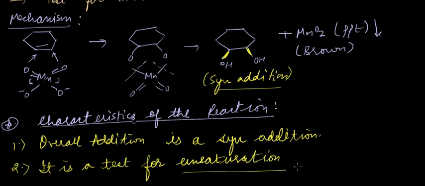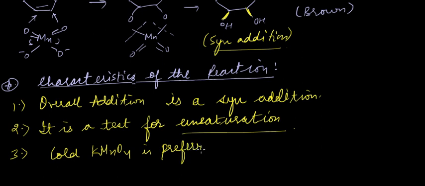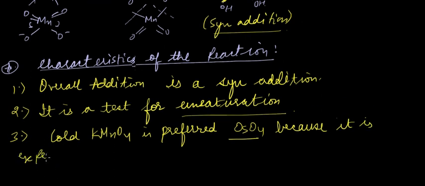Let us now look at why cold KMnO4 is used for the reaction. It is preferred over OsO4, which also does the same thing, because OsO4 is expensive and toxic. Hence KMnO4 is preferred. Okay, so this completes our theoretical part. Now we'll come to the examples.